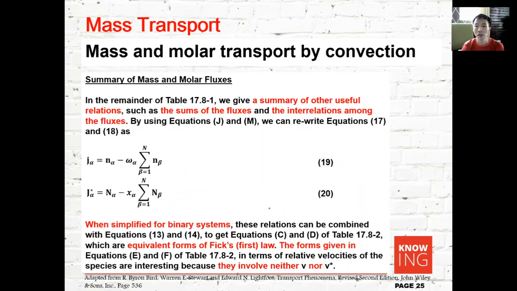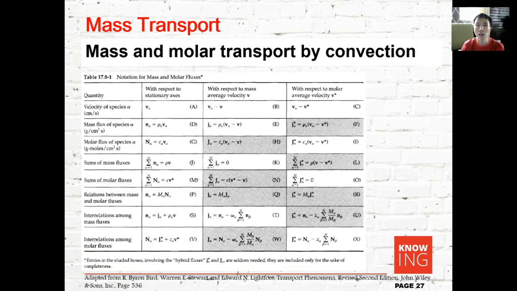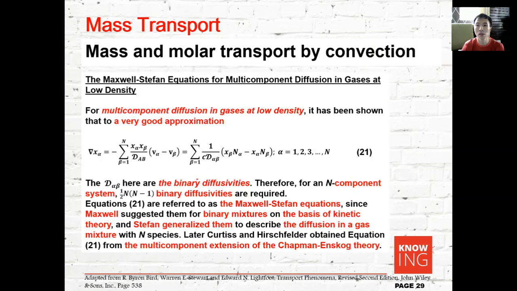Equations 19 and 20 give another equation that basically connects the mole with respect to the mole of each component. Okay, and in here we give a bit of a summary of the mass and molar fluxes. Table 17.8.1 gives you an overview of all the relationships that you need as you try to do the operations with respect to the mass and the molar units. Table 17.8.2 gives you equivalent forms of Fick's law of binary diffusion.